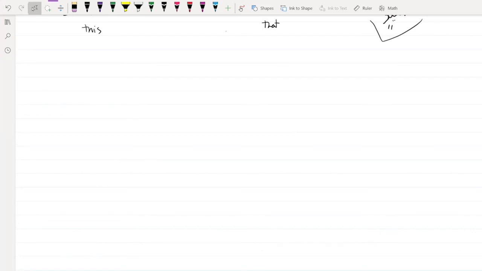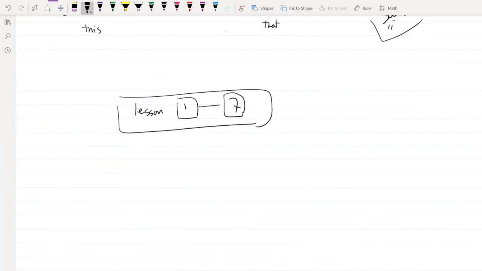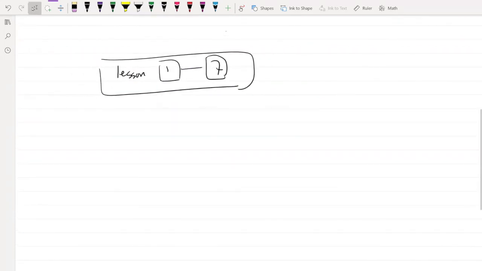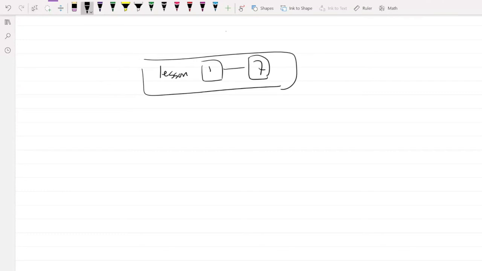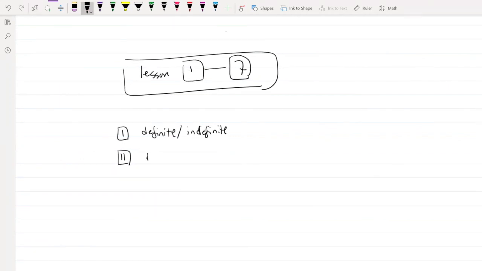I'll tell you what I want you guys to know so far, because we have covered lessons 1 to 7. Looks like a lot, right? So what are the things you should know by now? I'll write some of the big concepts that you need to know. You need to know definite, indefinite. You need to know this one. You need to know demonstrative pronouns.